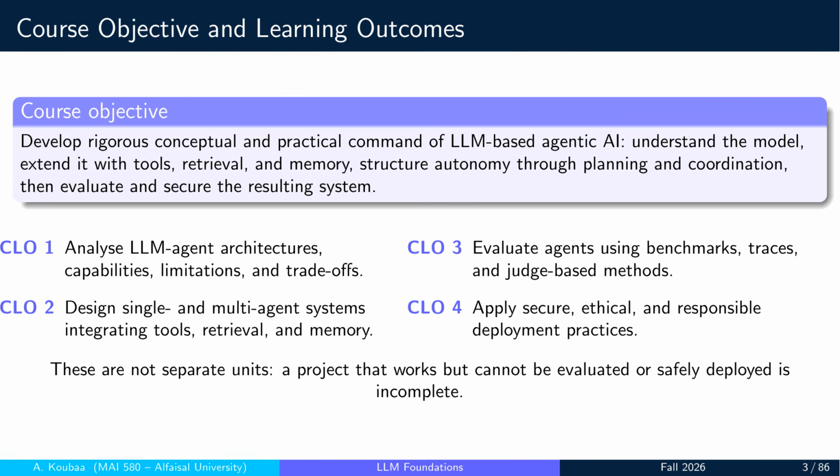Our objective has 4 connected parts. First, analyze the language model and understand its trade-offs. Second, design systems around it with tools, retrieval, and memory. Third, evaluate the system using evidence. Fourth, deploy it responsibly. These 4 are exactly the 4 course learning outcomes on the slide.